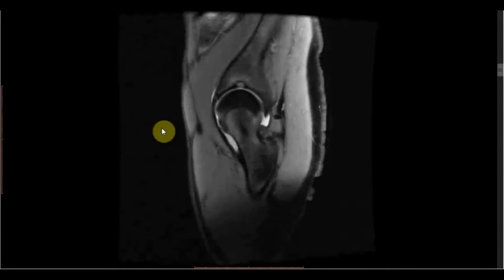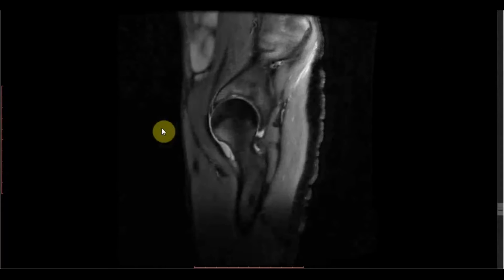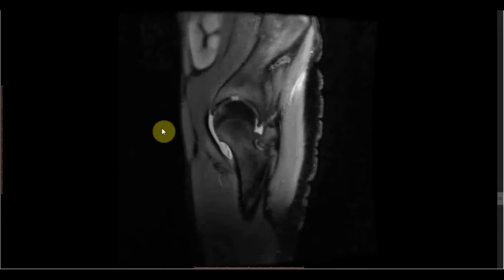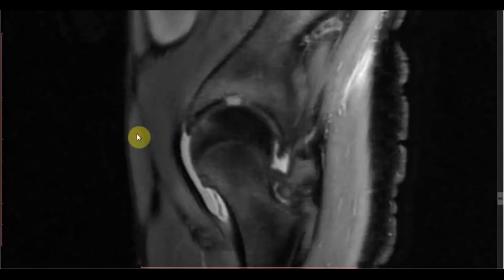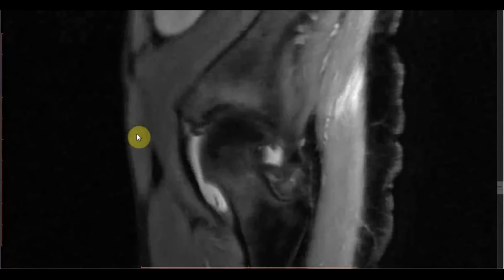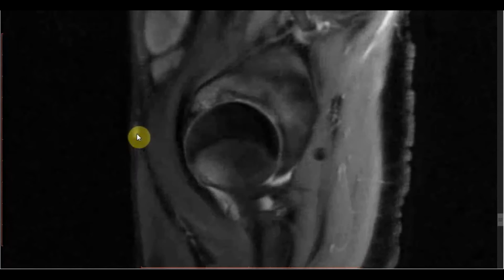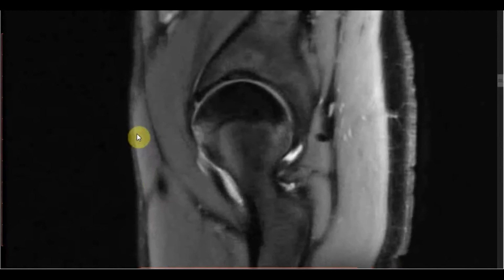This is the sagittal PD patched sequence, and you can see there is presence of marrow edema in the acetabulum. There is presence of chondromalacia, and there is presence of labral tear or labral degeneration as a result of the bump in the femoral head-neck junction. So this is a case of femoroacetabular impingement, CAM type.